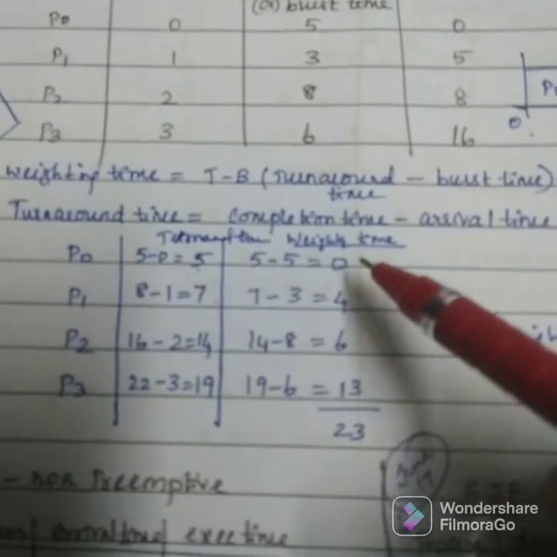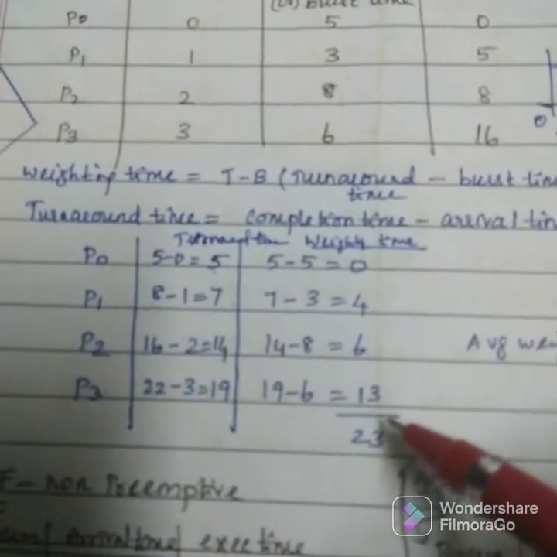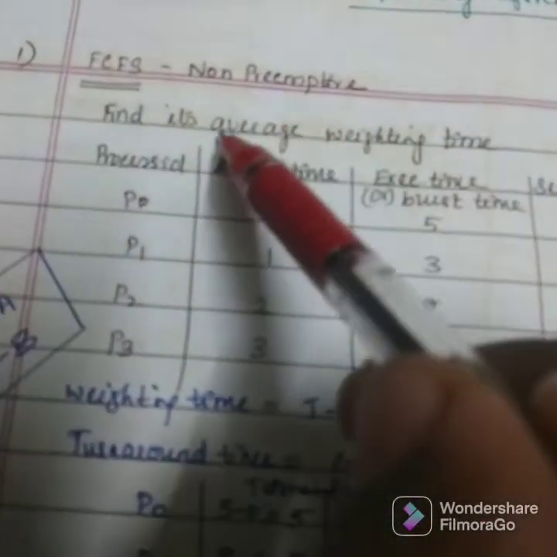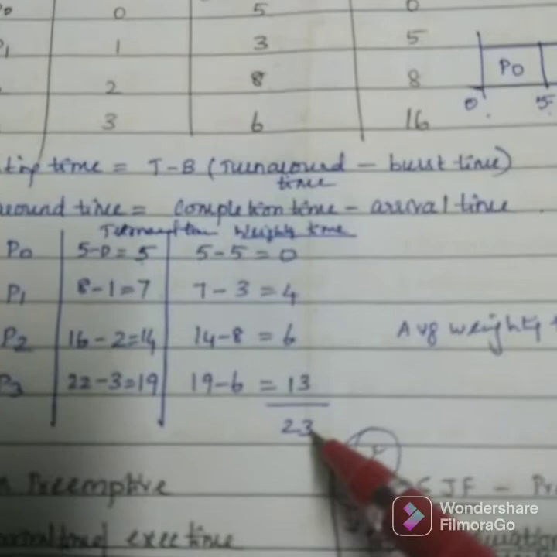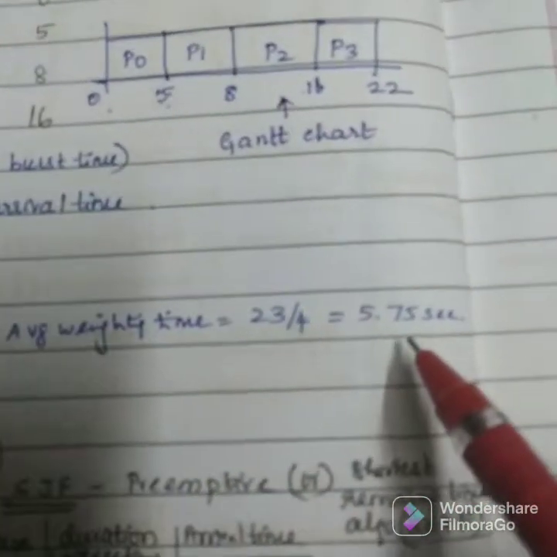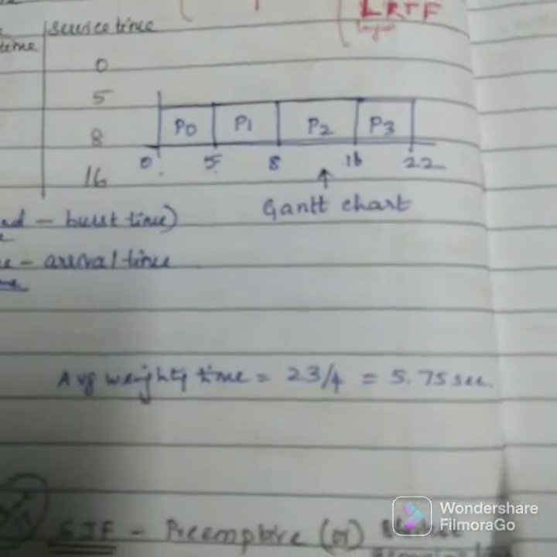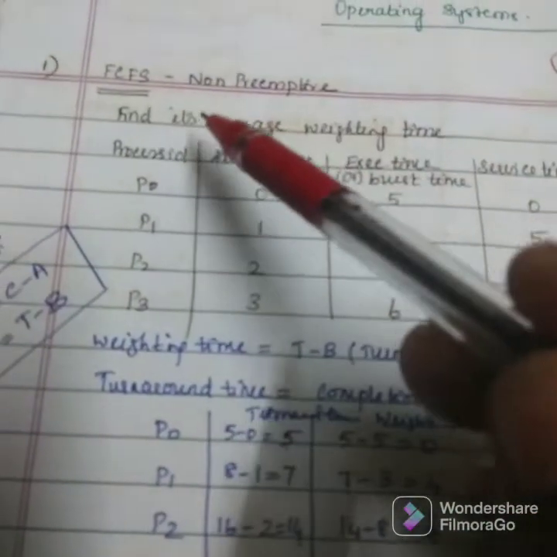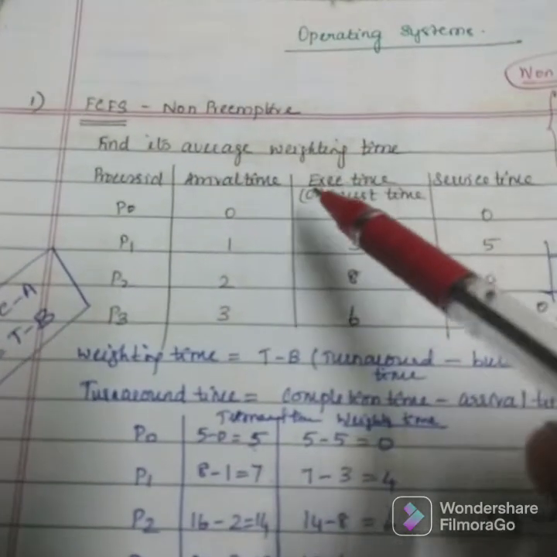So now we calculated the waiting time, and if they ask for the average waiting time, you add all these 4 and divide by 4. You will get 23 by 4 equal to 5.75 seconds. This is the average waiting time for this FCFS non-preemptive system.